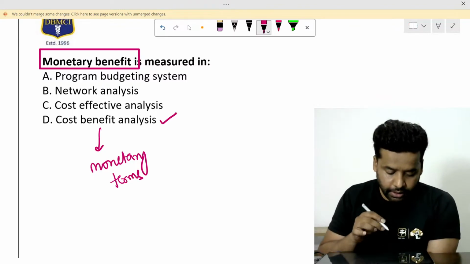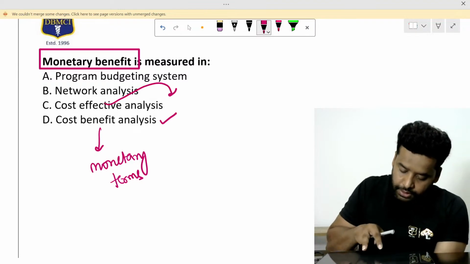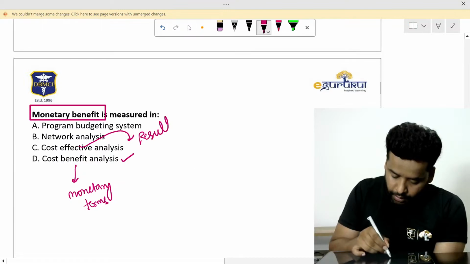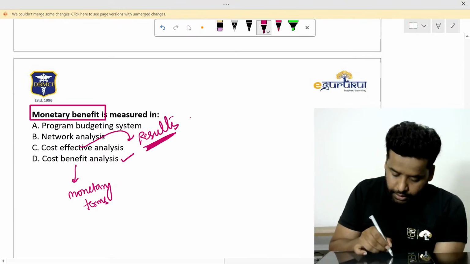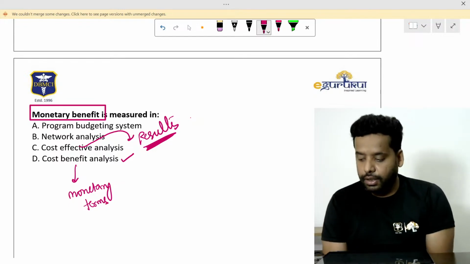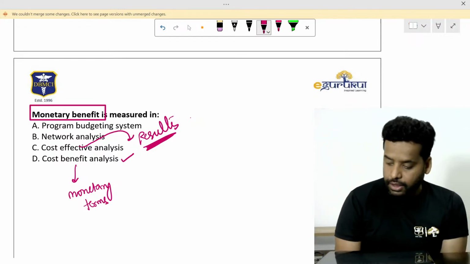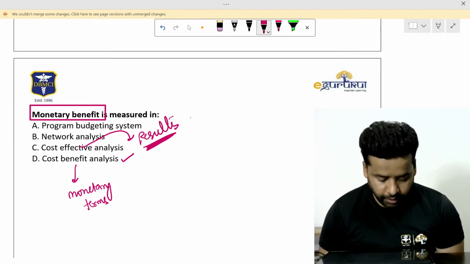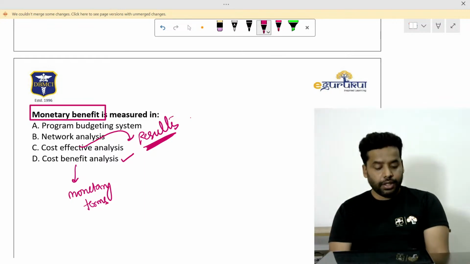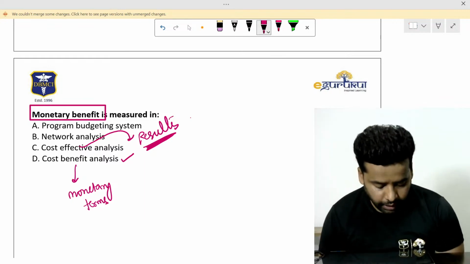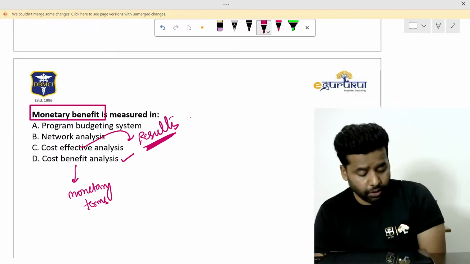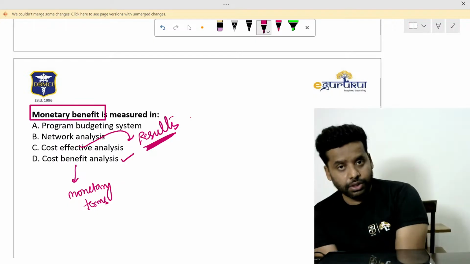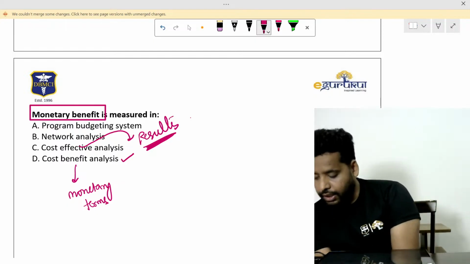Cost benefit analysis. If the output is in results, number of deaths prevented, number of children vaccinated, what is that? Cost effectiveness analysis. If I am telling for every 10 rupees invested, how many deaths you can prevent, results that you are checking, then it is cost effectiveness analysis. For 10 rupees, if I get 20 rupees, then it is cost benefit analysis.